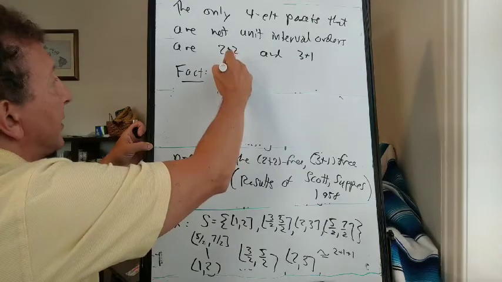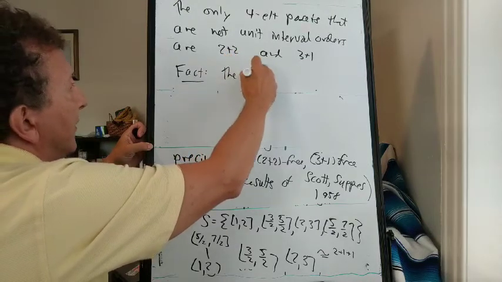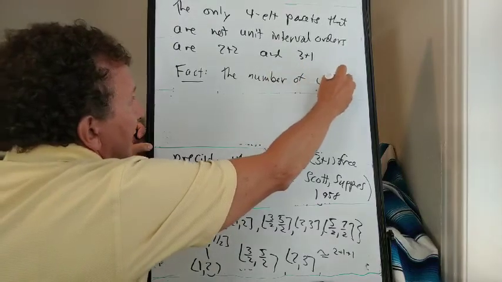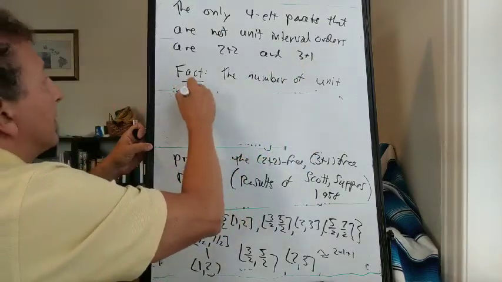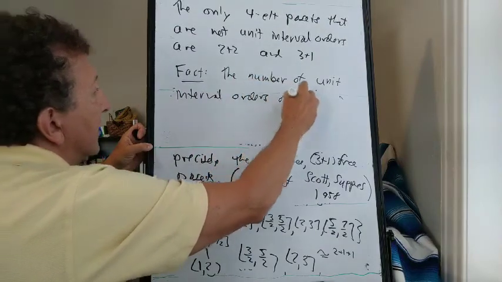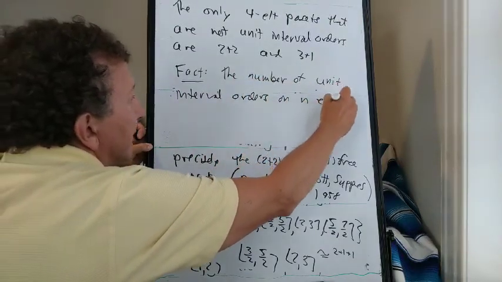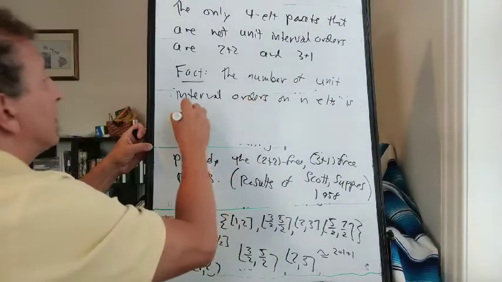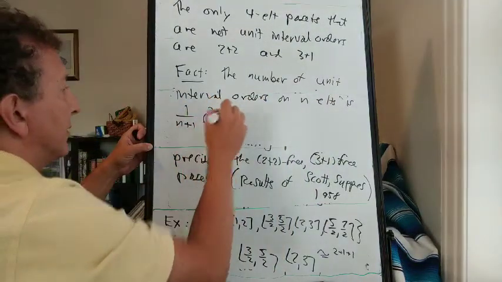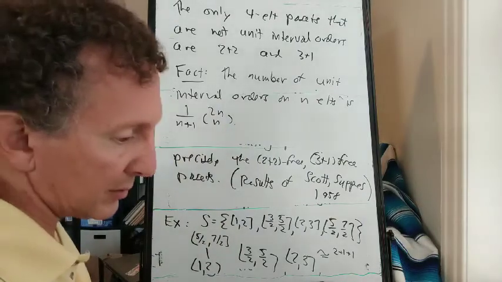And it turns out that the number of unit interval orders on n elements is 1 over n plus 1, 2n choose n, the nth Catalan number.